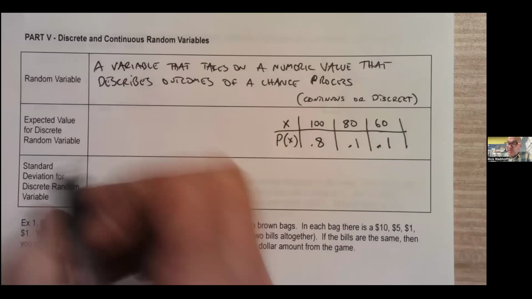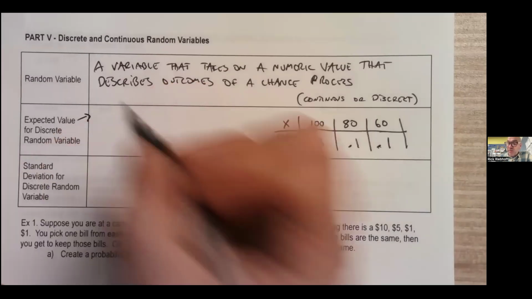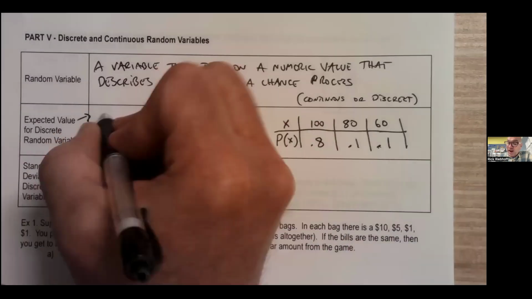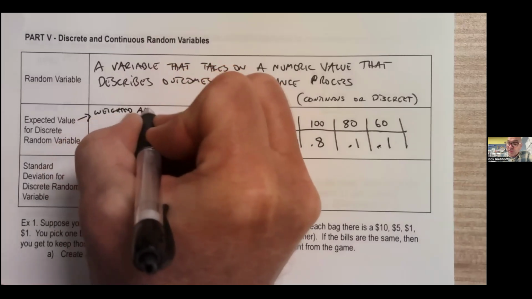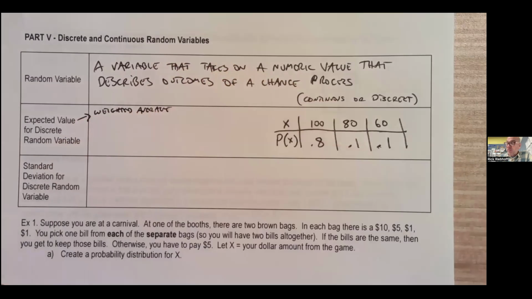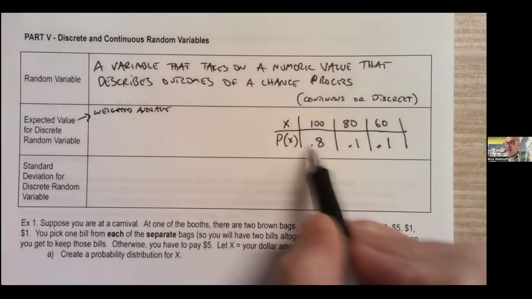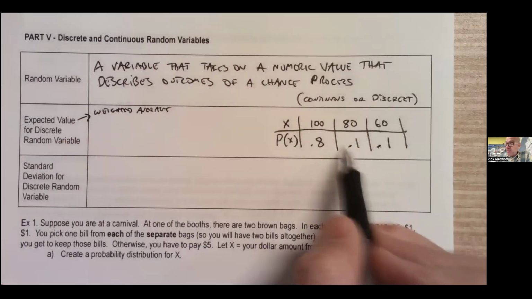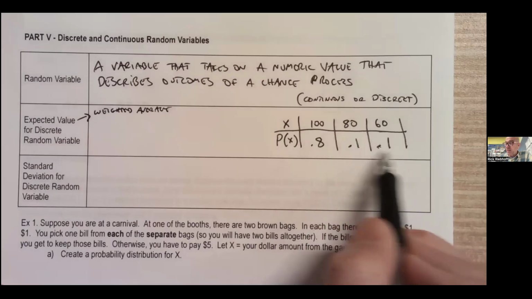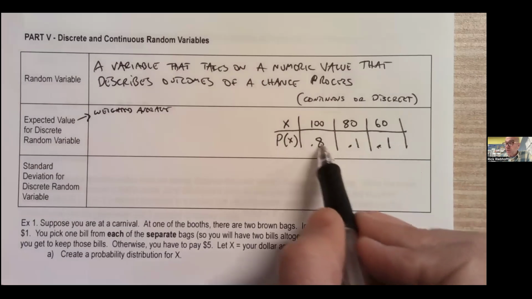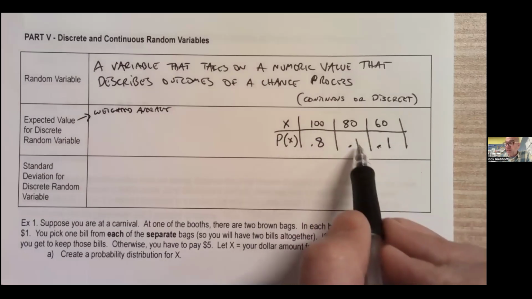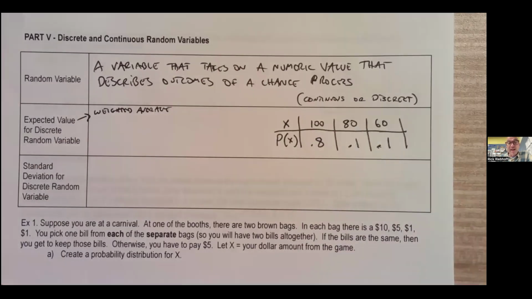To find the expected value, it's also kind of like a weighted average. If 80% of your grade is tests and you got 100 on it, and 10% is homework and you got an 80, and 10% is projects and you got a 60, what would your grade be? You would just multiply this times this, and this times this, and this times this, and then add them together. And that's exactly what we do to find the expected value.